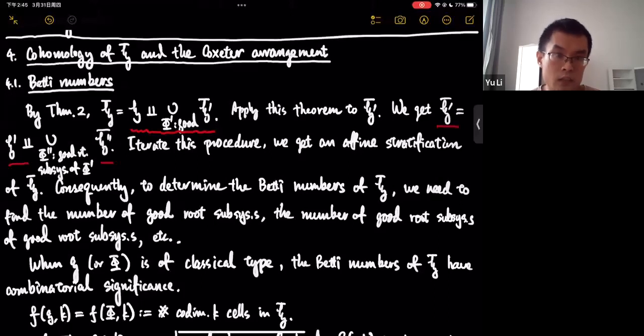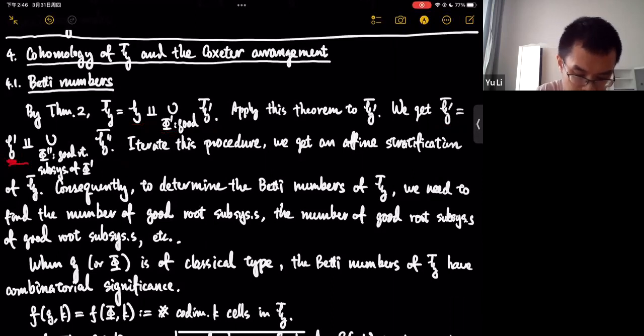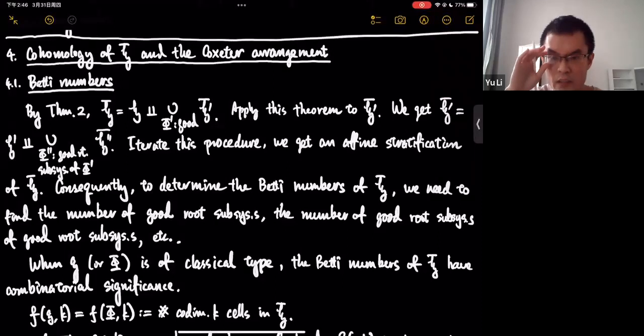Okay, so then at each step, what you get is an affine space like H prime, etc., together with some boundary component, and you do this all the way until you have no further decompositions. What you end up with is going to be an affine stratification of H bar. Okay, so using this affine stratification, one can compute the Betti numbers.